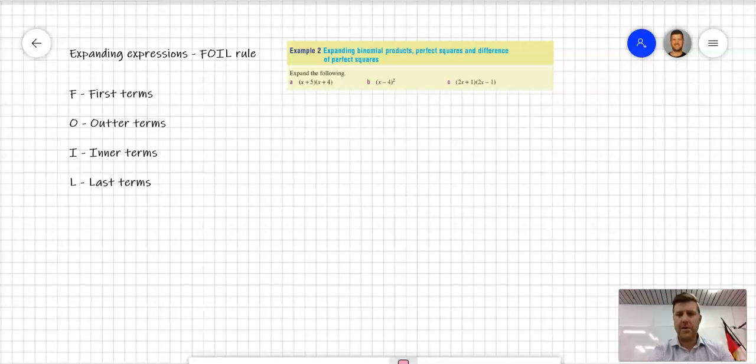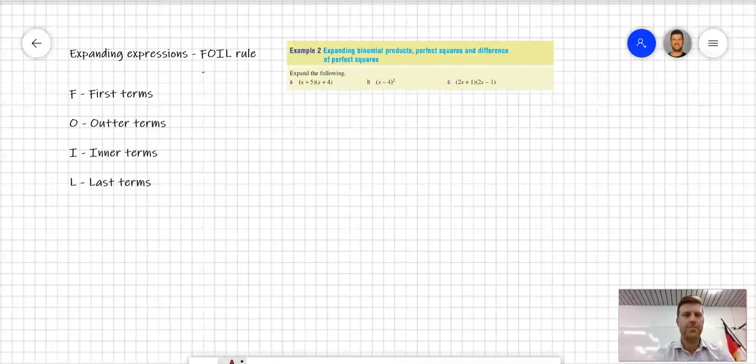Yeah, hi everyone. Today's video is going to be a bit of an extension from expanding brackets using the distributive law. I'm going to be expanding binomial products, which basically means I've got two sets of brackets side by side, and I'm going to expand them using what I call the FOIL rule.